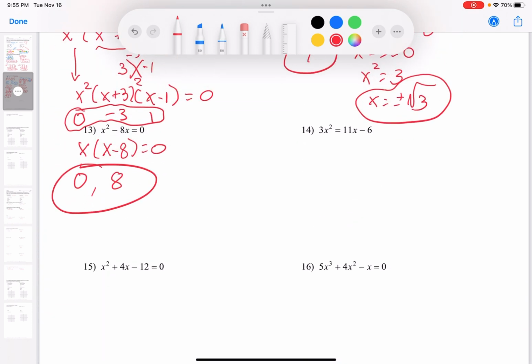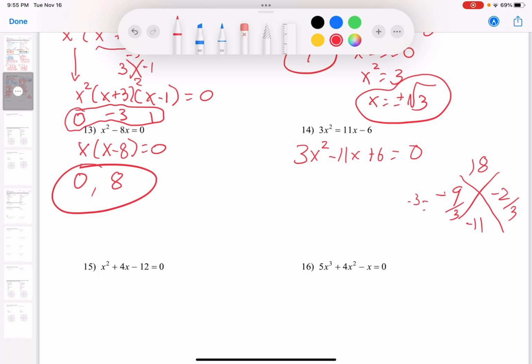Number 14, again, put it in standard form. 3x squared, subtract 11x from both sides, add 6 to both sides. 3 terms, no GCF. 3 times 6 is 18, and negative 11 on the top. So it's negative on the bottom and positive on the top, so they're both going to be negative. So negative 9 and negative 2. Now remember, you have to divide by your a value, which is 3, and then reduce.